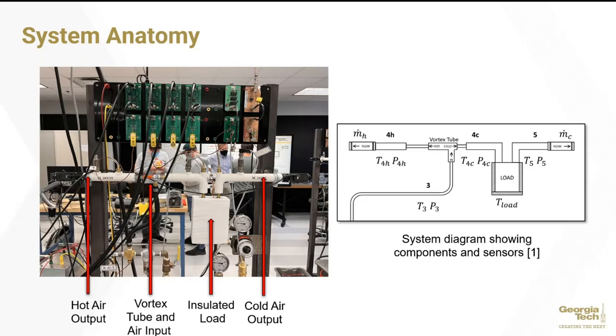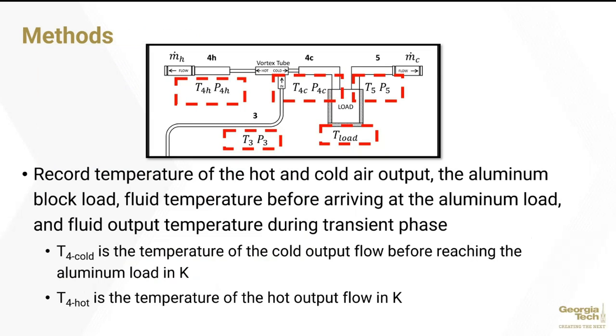We'll briefly go over the methods used for the data collection and analysis. Shown here is the schematic of the refrigeration system. Using thermocouples, data for the temperatures was collected. The temperatures we are focusing on for this experiment are the inlet temperature, denoted as T3, T4 hot and cold, the temperature leaving the hot and cold sides of the vortex tube respectively, the temperature of the load, and the temperature leaving the load block, denoted as T5.